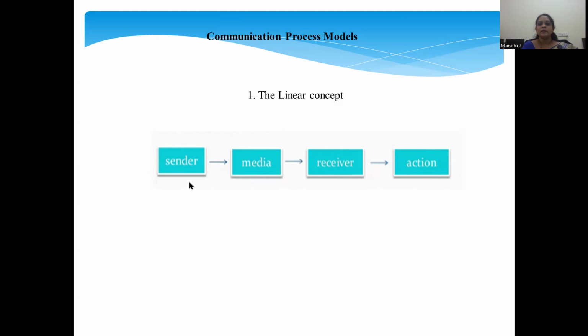The message is passed in a linear manner from the sender to the receiver, in one way only, through a suitable medium, and there is no disturbance, no disruption, no distortion of the message when it is being passed on from the sender to the receiver through a medium. So once the receiver receives the message, he is put into action. This is the communication process as per the linear concept model, a very basic model, and the assumption is that the process is one way, it passes in a linear manner.